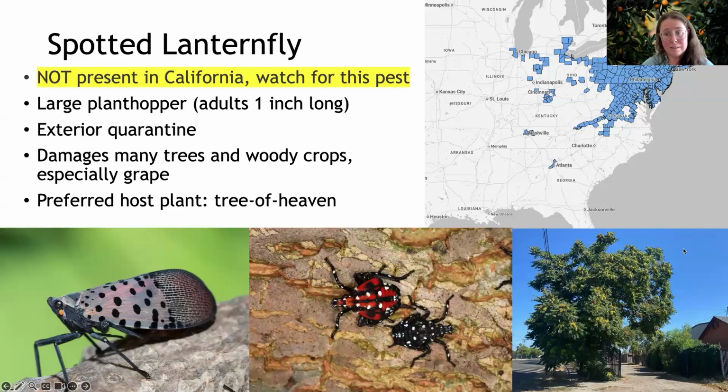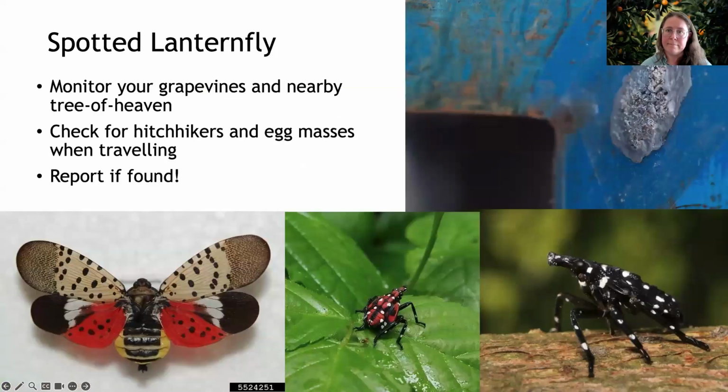Tree of heaven is an invasive tree that is already well established and widespread in California. Because California has so much tree of heaven, it could facilitate the spread of spotted lanternfly if spotted lanternfly comes to California. How can you keep California spotted lanternfly free?